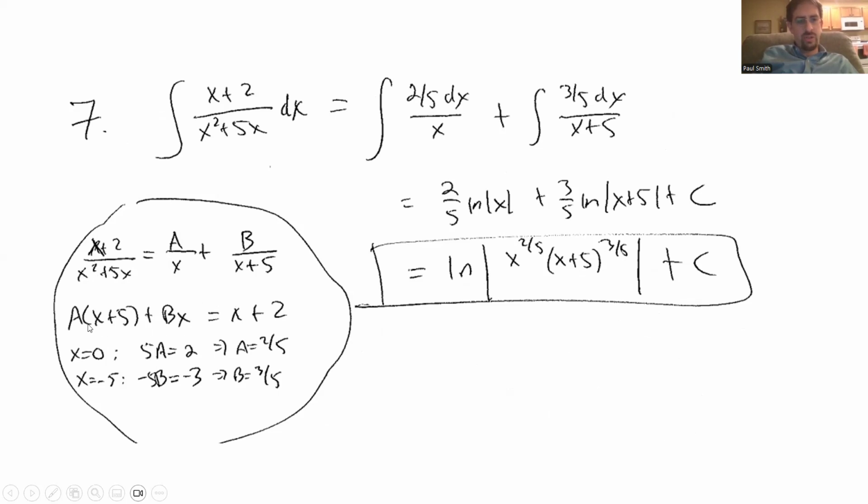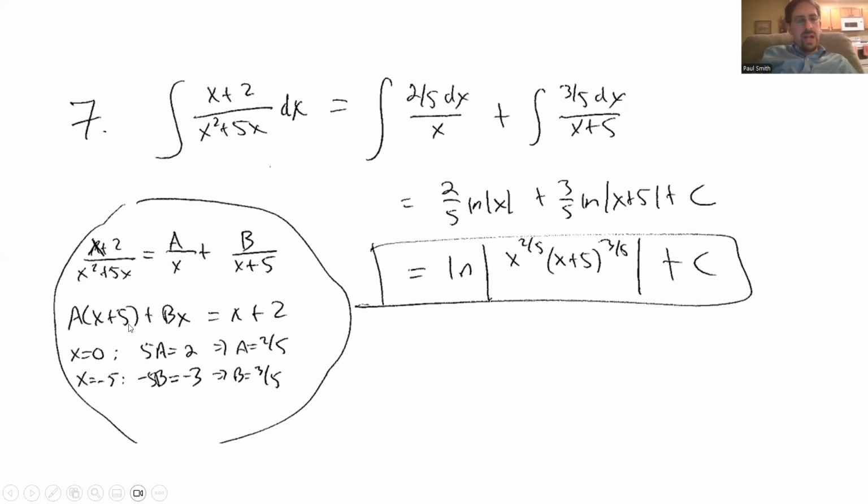What x's do you choose to find a and b? Well, choose x equals 0. When we do that, the b term goes away, so we're left with 5a, which has to equal 0 plus 2, which is just 2. So 5a is equal to 2, and a is 2/5.